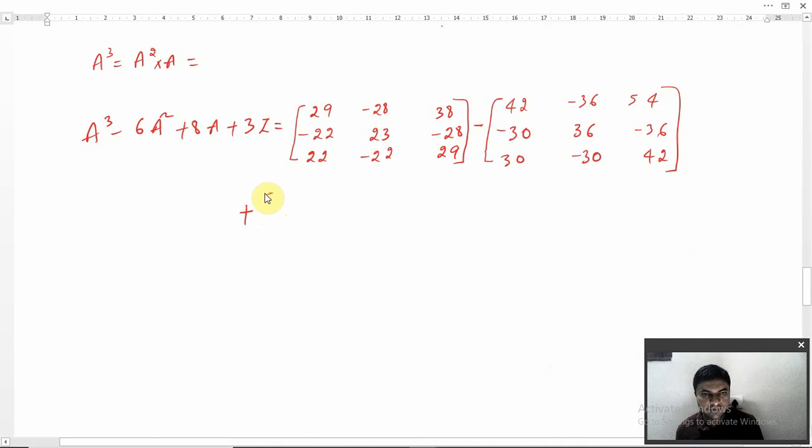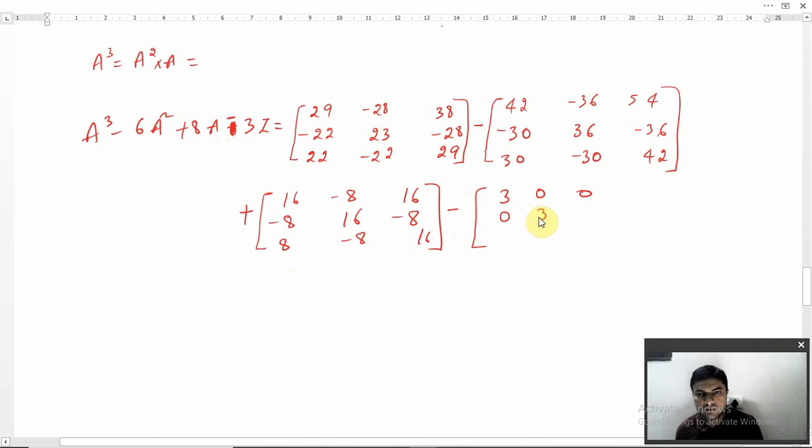So this verifies the Cayley-Hamilton theorem. So 16 minus 8, 16 minus 8, 16 minus 8, 8 minus 8, 16, and the remaining is our I value. So what will this be? This is a minus. Please remember, plus minus plus minus. So minus 3I. This is the identity matrix, 3 cross 3. So this is 3 0 0, 0 3 0, 0 0 3.